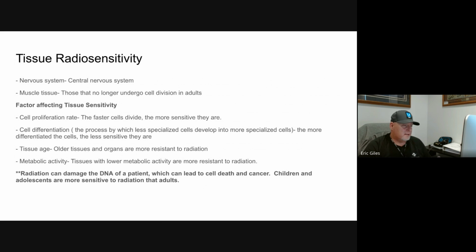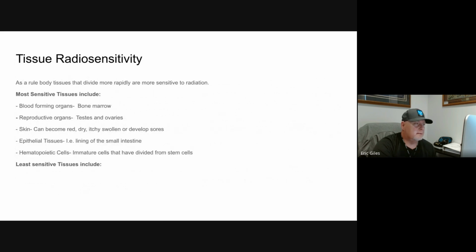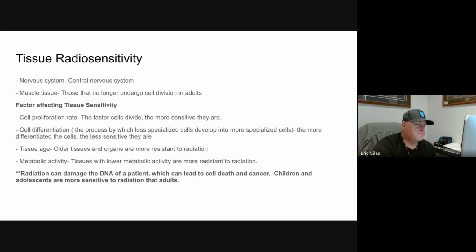Okay. Radiation can damage DNA of the patient, which can lead to cell death or cancer. And I talked a little bit about that, a cell being dysmorphed and multiplying in that manner, which can be scary. Children and adolescents are more sensitive to radiation than adults are. Okay, and we kind of all know that. When we have a child in there, we need to cover them up, protect them. Okay.